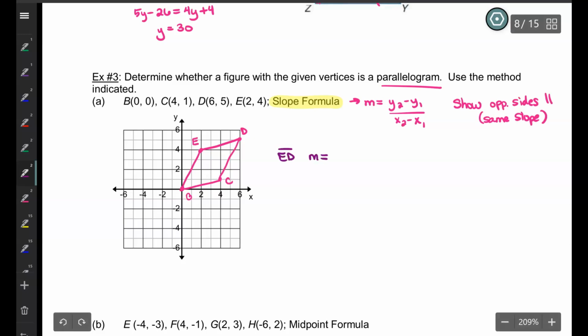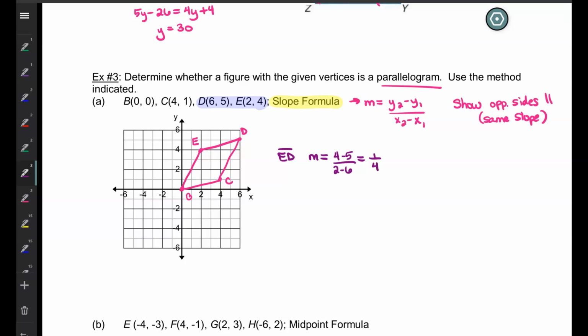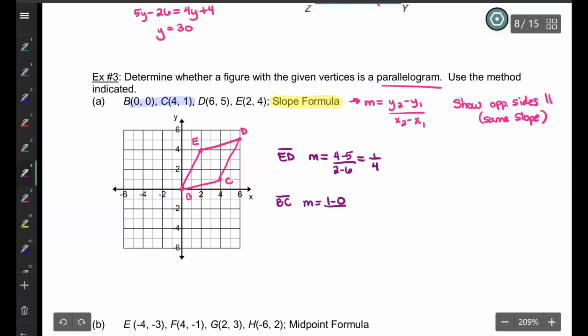The slope of ED, so I'm just going to focus on these two, right? So I have 4 minus 5 over 2 minus 6. So that's going to be negative 1 over negative 4, or 1/4. Okay, and I want to check to see, is that going to be parallel to BC? So now I'm looking at these 2 points. So I have 1 minus 0 over 4 minus 0, which is 1/4. Okay, so that checks out. Those are parallel.